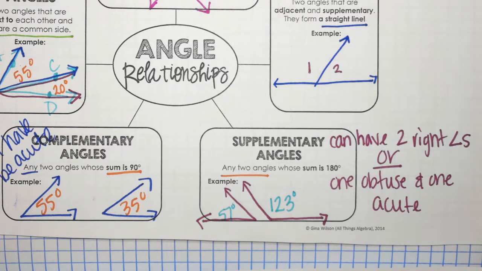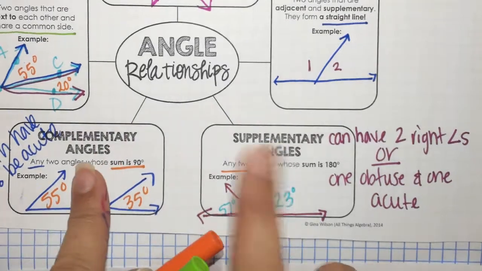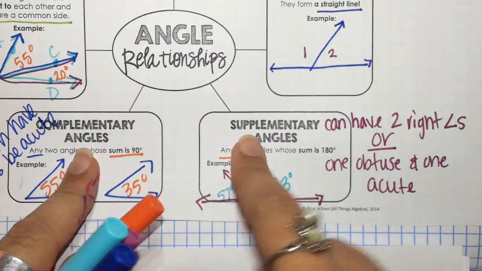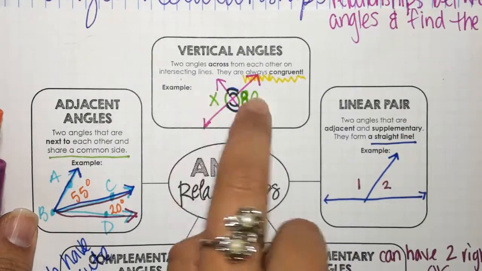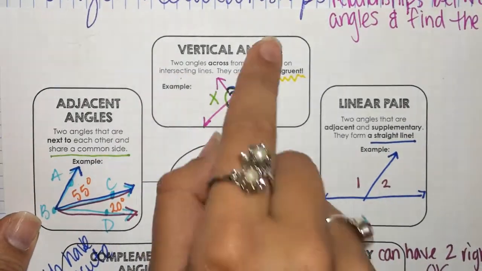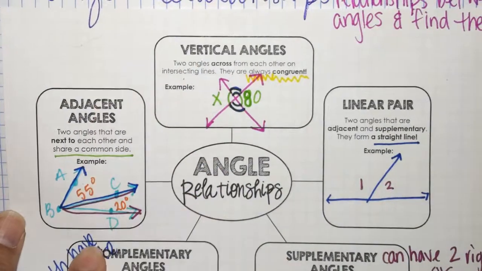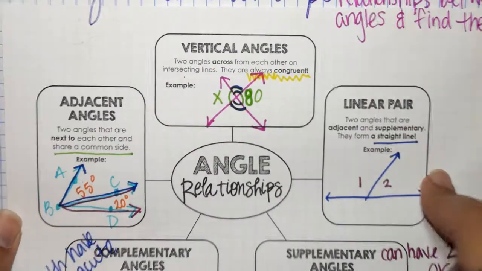Take a point. And do complementary and supplementary have to be adjacent? No. Do vertical angles have to be near each other? They're across from each other, right? It has to make an X for them to be vertical. Do adjacent angles have to touch? What about linear pairs?